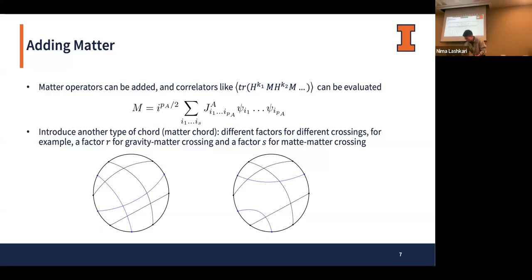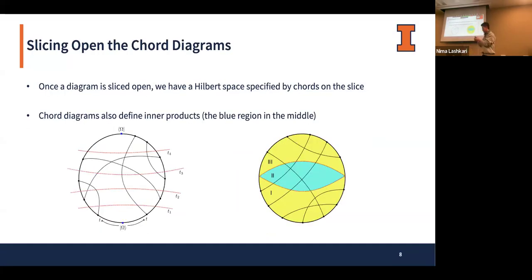Okay. And now we can slice up. Here comes the important thing. Here I explain why we can view these chord diagrams as some version of the discrete path integral, I mean for discrete bulk geometry.